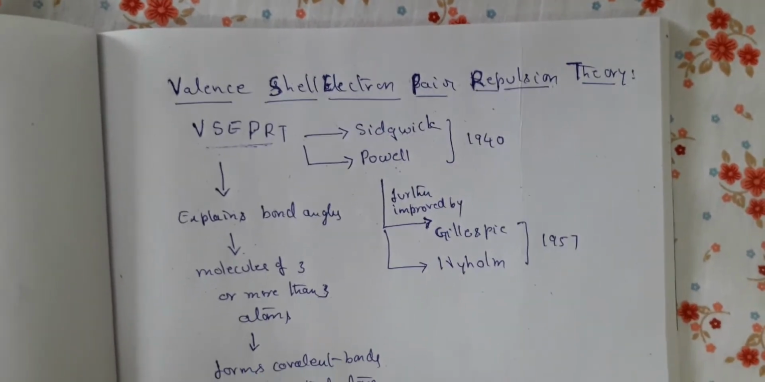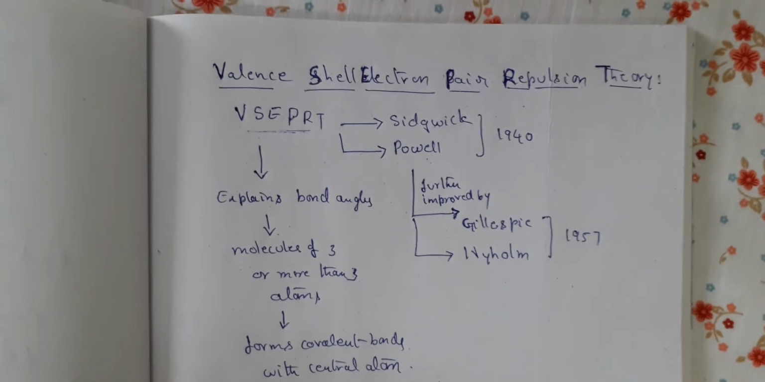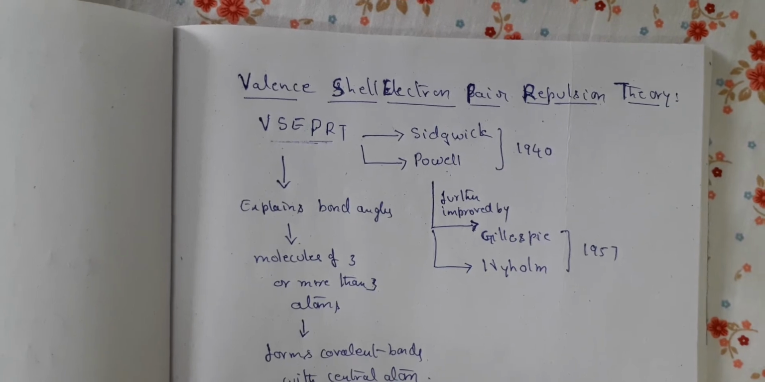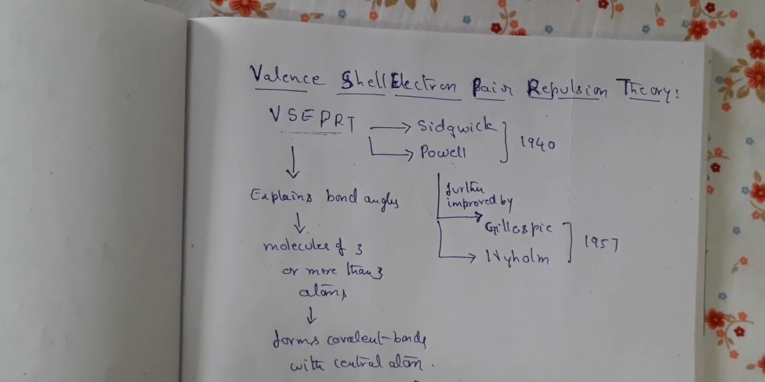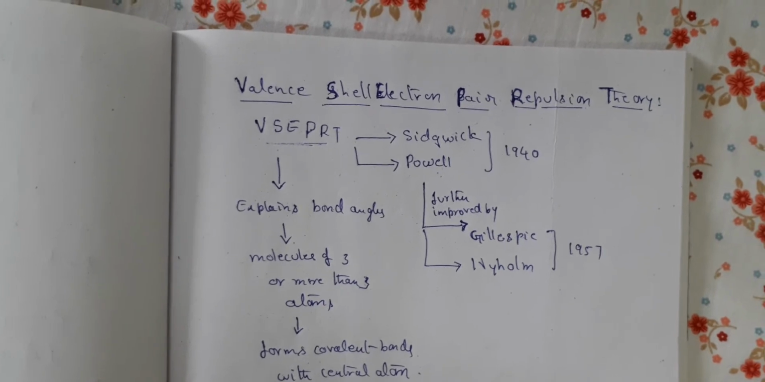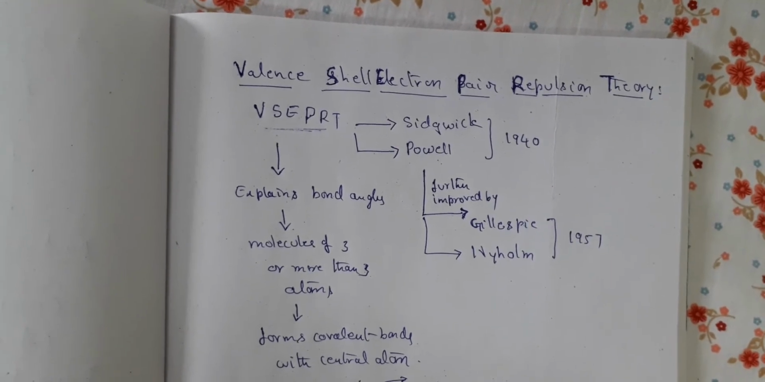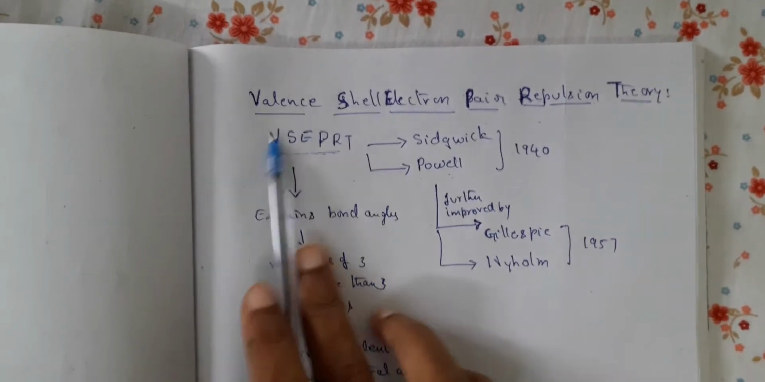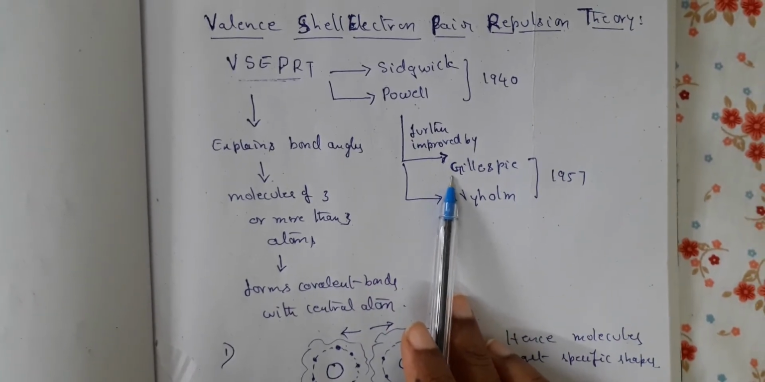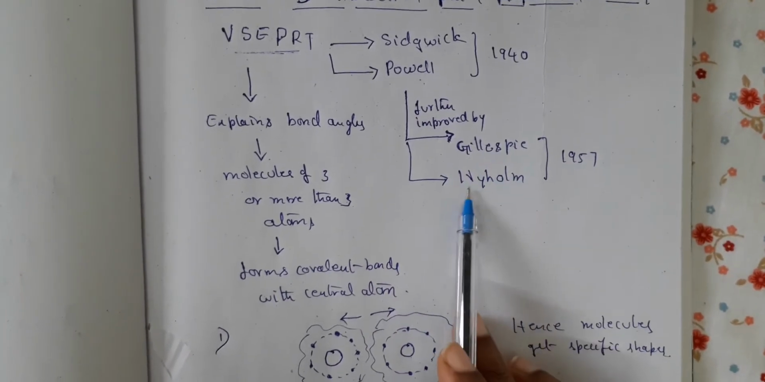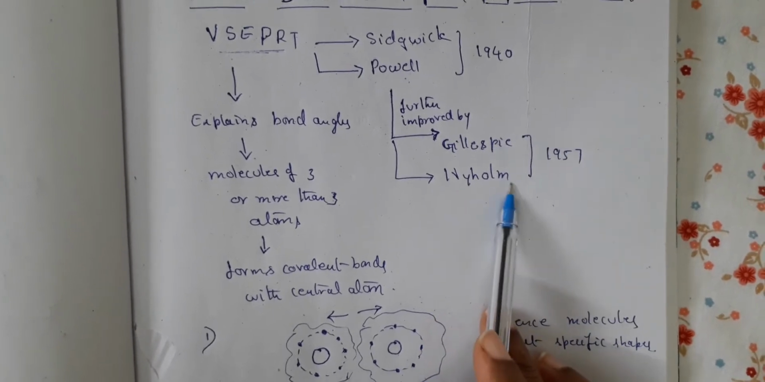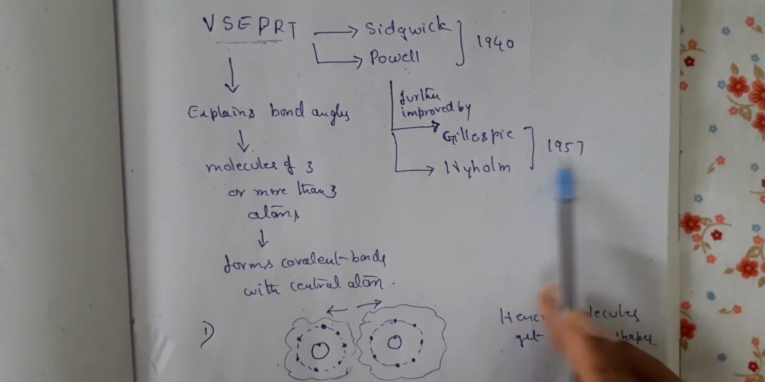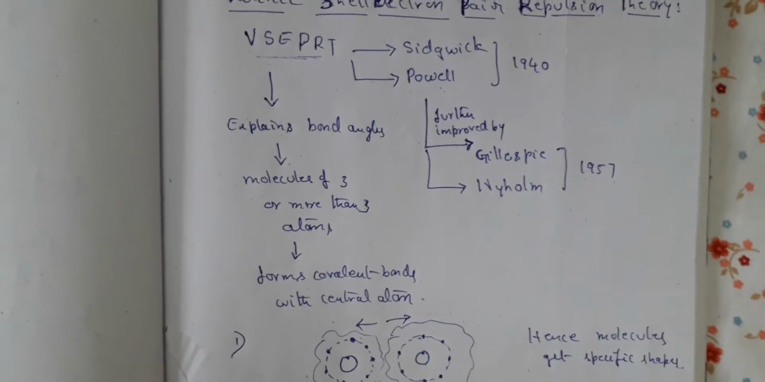in the year 1940. And of course, any theory we propose will have some improvements in later periods, when people think in different directions and observe different practical phenomena; something new will be added or corrected in every theory. Likewise here also, this theory was further improved by Gillespie and Nyholm in 1957.